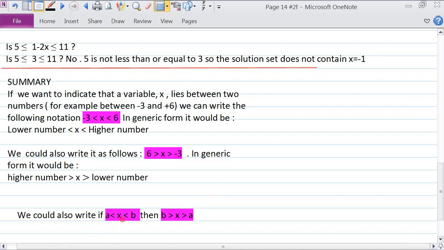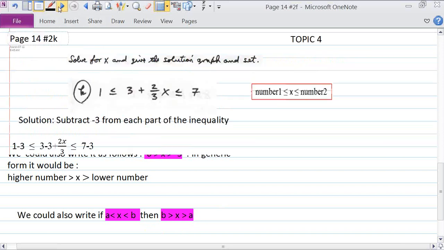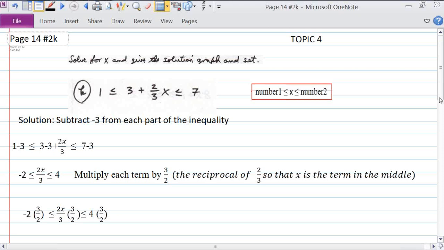If a is less than x is less than b, then we can reverse the a and b and say b is greater than x, which is greater than a. Now let's go to number 2k.